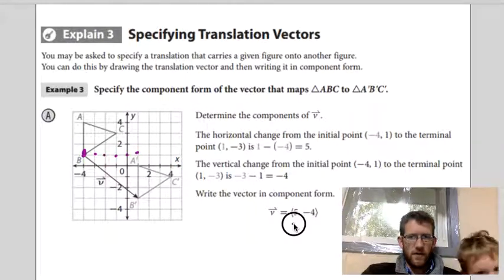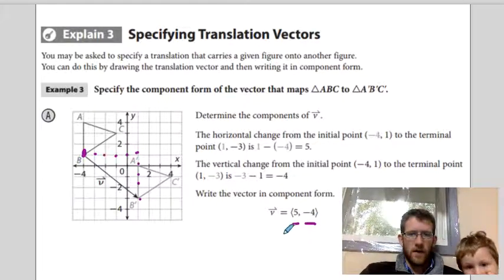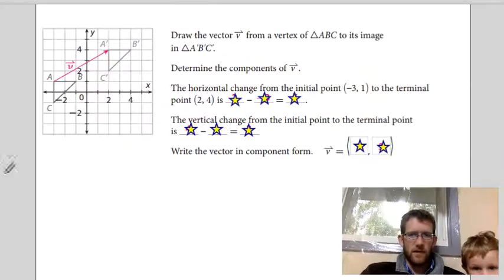So the first part of our vector is 5. And then how many units down? 1, 2, 3, 4. So it goes 4 units down, so it's -4. So that's where we can come up with that vector. We'll do another one.